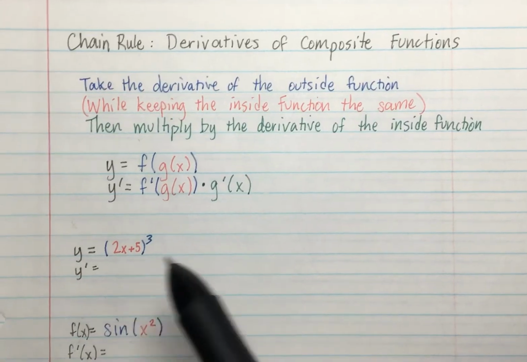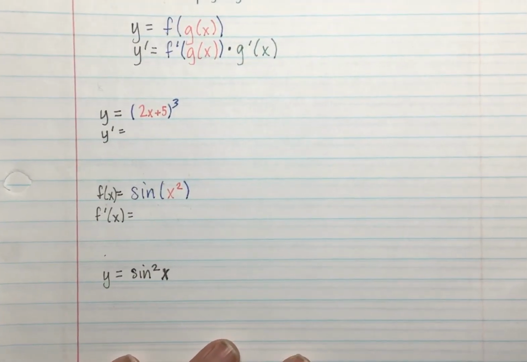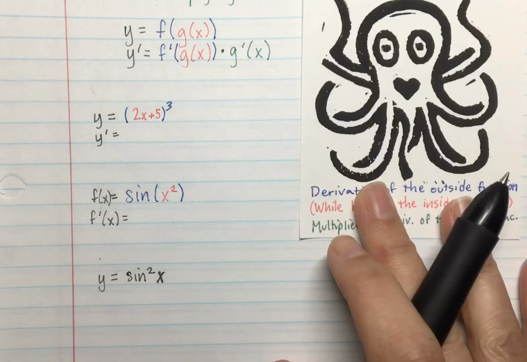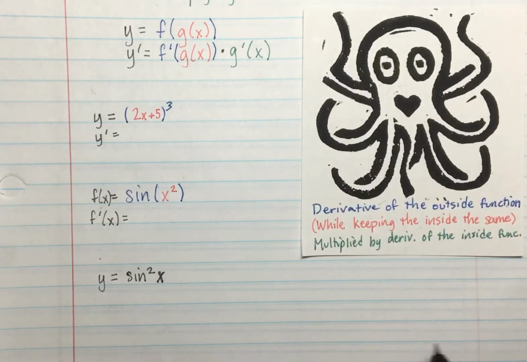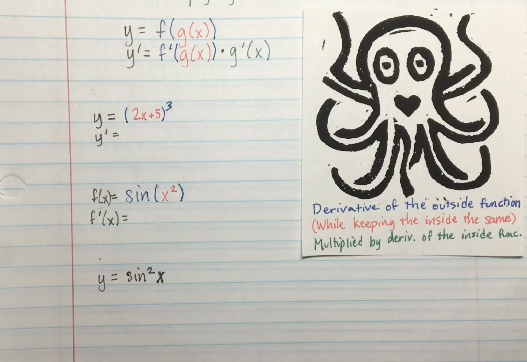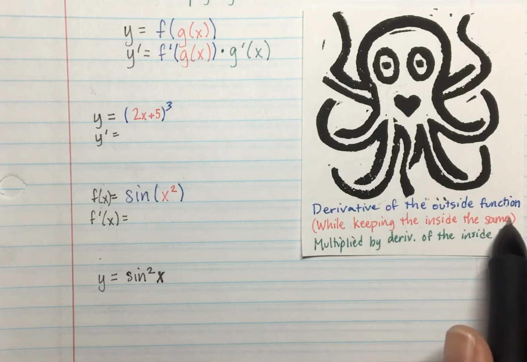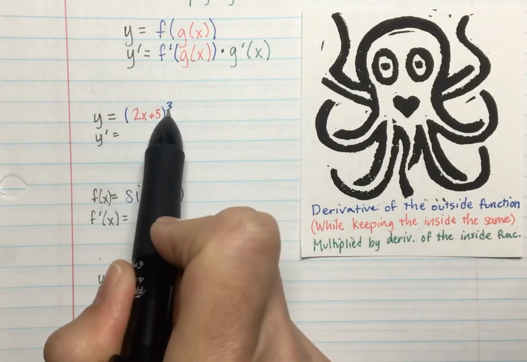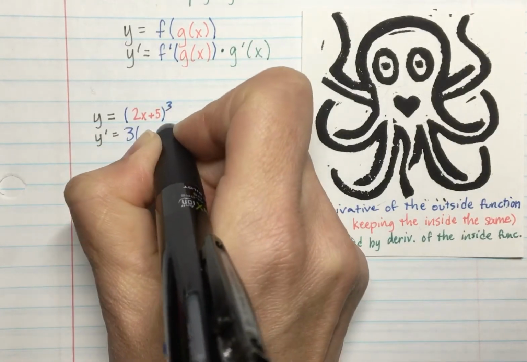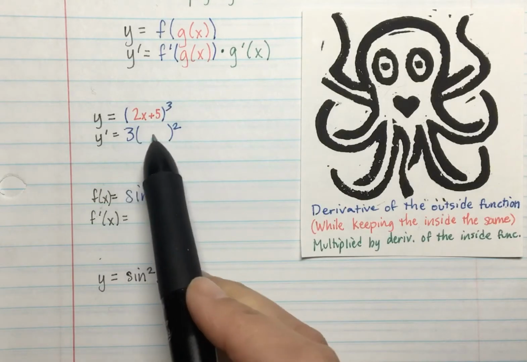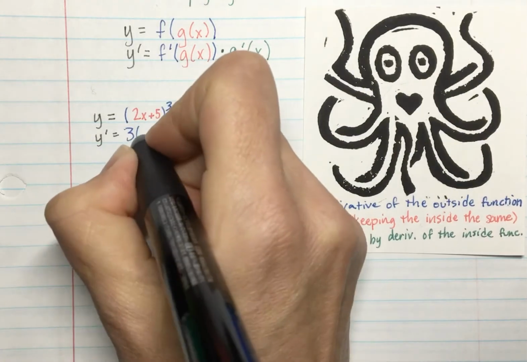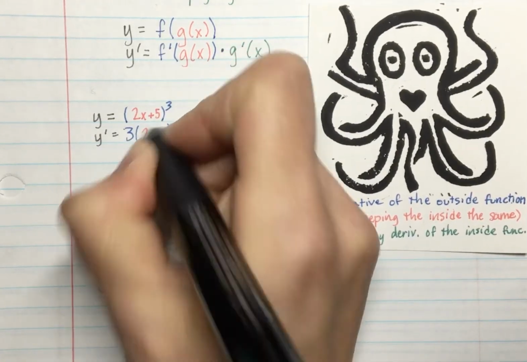We actually saw this problem the other day, and our textbook told us to be clever. And the cleverness was for you to somehow magically come up with the chain rule. Not going to happen. So we have our friendly Kraken to help us out here. I apologize in advance for all the pen clicking I'm going to do so I can move between the colors. So the derivative of the outside function. Our outside function is that third power because it's the last thing that gets done. So the derivative of the outside function is 3 blah blah blah on the inside, new exponent of 2. And then while keeping the inside the same, I have my 2x plus 5 on the inside.